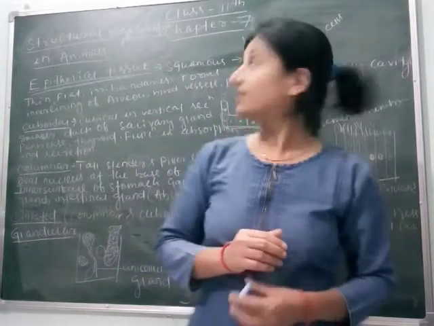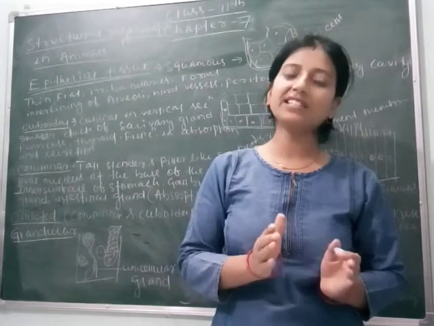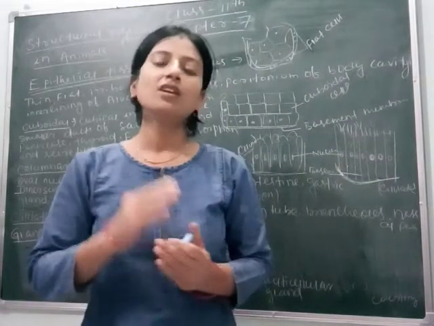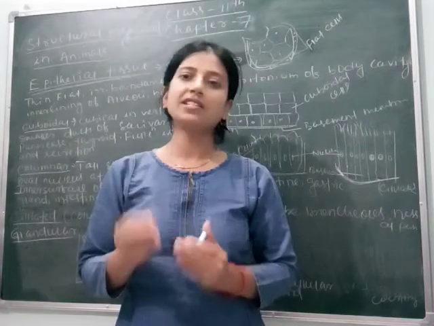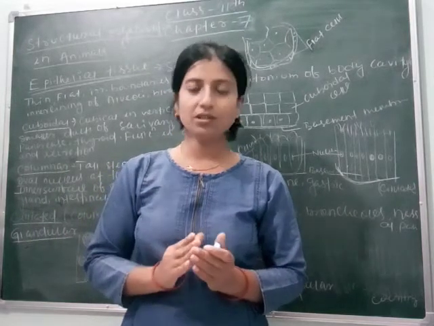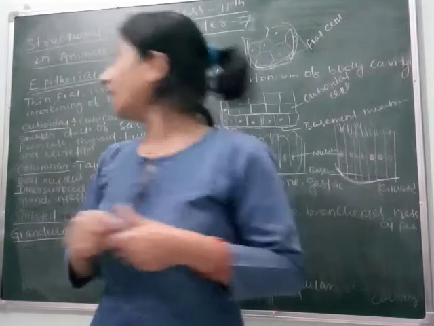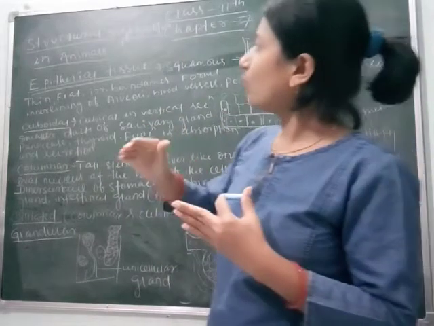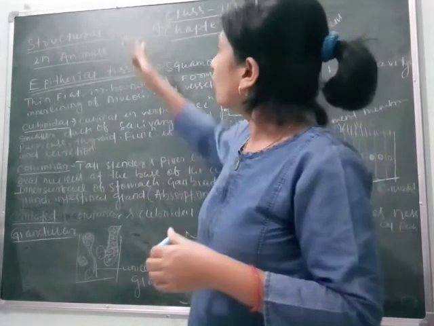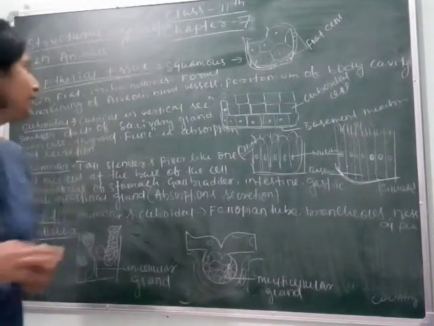We are continuing our chapter 7 of class 11, that is structural organization in animals. In the last class, I gave you the introduction about how structural organization occurs in animals. They are made up of different types of tissues. I gave you the broad explanation of these tissues, and today we will study the tissues separately in complete description. First, epithelial tissue.